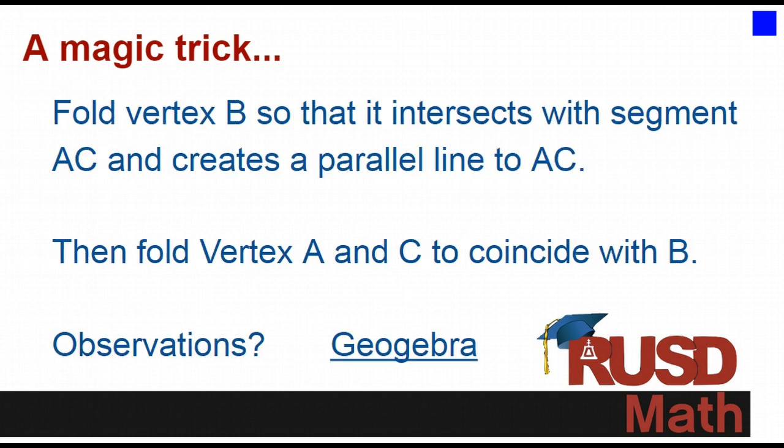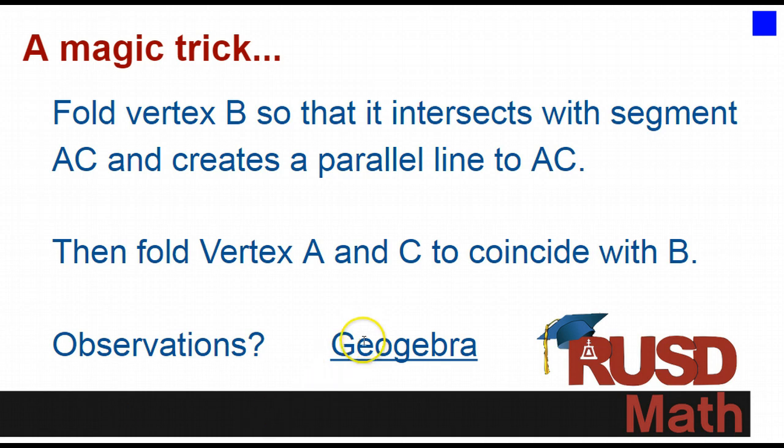Once you've done that, now you're going to fold vertex B so that it intersects with segment AC and creates a parallel line to AC. Then fold vertices A and C to coincide with B. And once you've done that, take a look at what observations you may have seen.